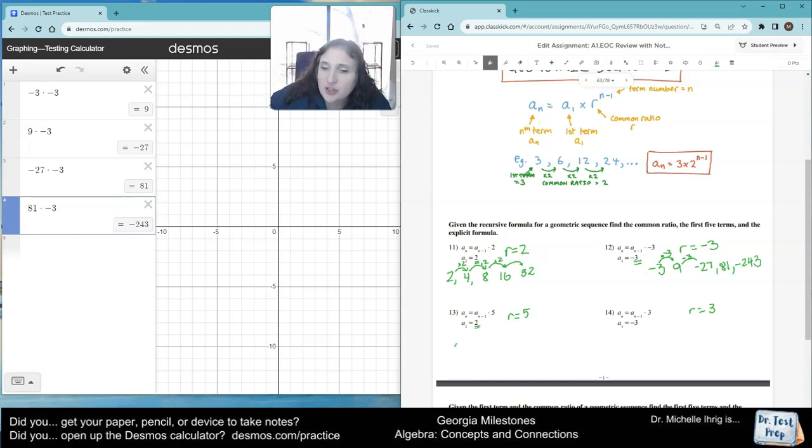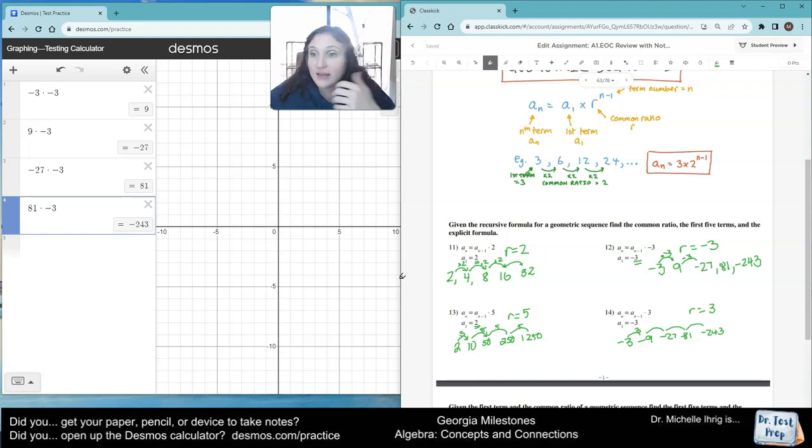Actually, let's just do this one. Our starting value is 2, and then we multiply by 5. 2 times 5 is 10. 10 times 5 is 50. 50 times 5 is 250. 250 times 5 is 1250. Here I started with -3, but this time I'm multiplying by +3. -3 times +3 is -9. -9 times +3 is -27. So the thing is, my signs just don't change because I'm multiplying by a negative number.